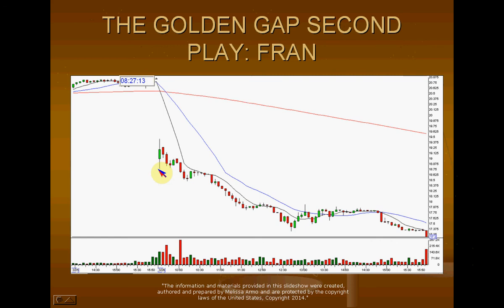If you wanted to wait for the confirmation, you could have taken a second play in Fran here. Or you could take the first play, book $1,900, and take a second trade. Here was a second trade in Fran. You shorted here with a stop over the high.